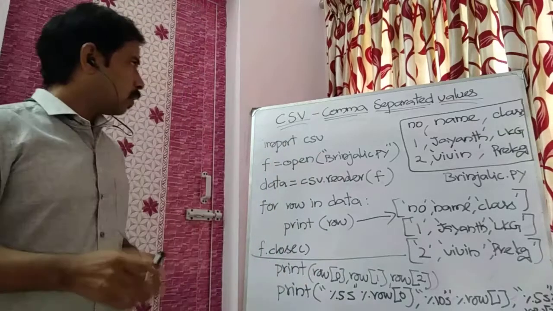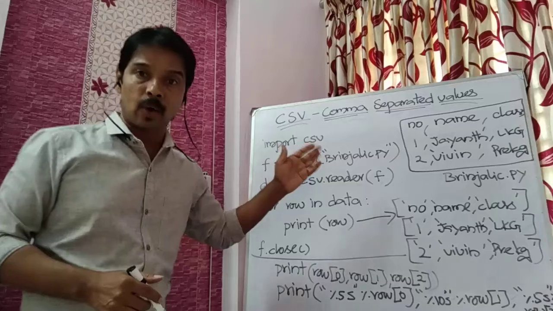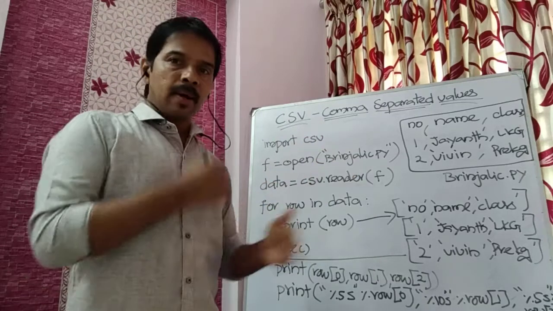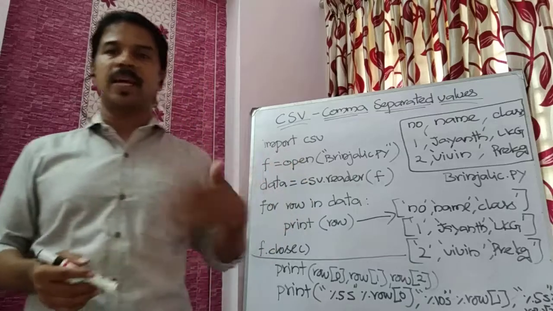Okay, fine. Today we have seen only reading from the CSV file, reading content alone. In order to write, we have to go with the writer object. That we will see again in the next class.